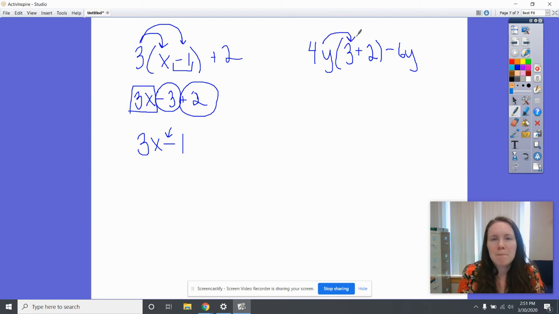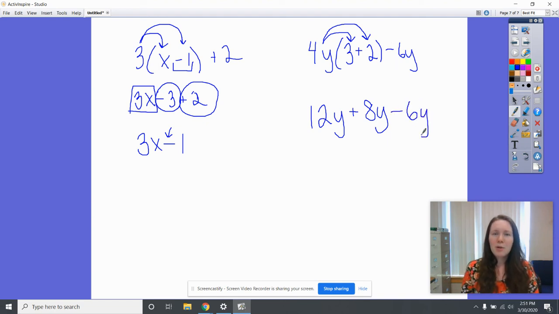So I'm going to multiply 4y times 3. That's really 4 times 3 is 12, and we have to attach the y to it. And 4y times 2, well, 4 times 2 is 8, and we have to attach the y to it. Because it's a positive 4 and a positive 2, then it's a positive 8. We do not multiply times this minus 6 because it's not in the parentheses, so I just have minus 6y. Now notice that all of these have y's, so we can just combine like terms. 12y plus 8y is 20y. Minus 6y, I think that's like 14y.